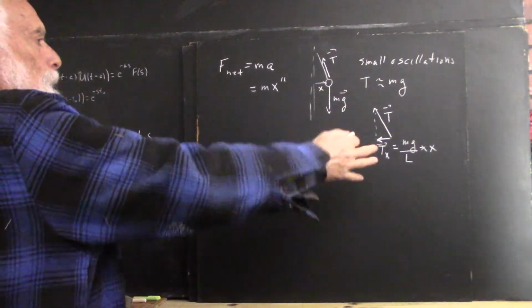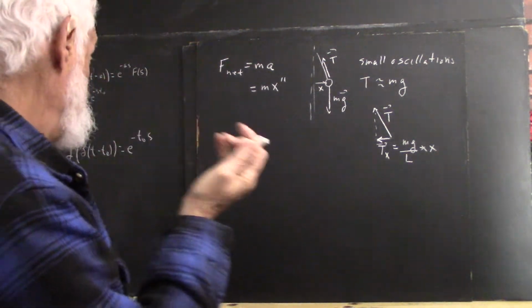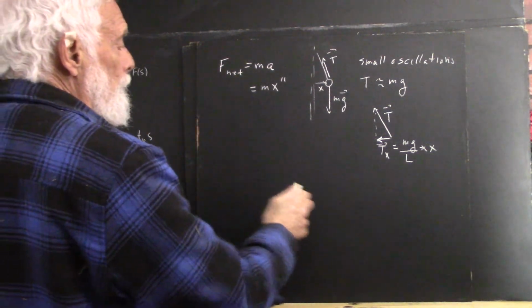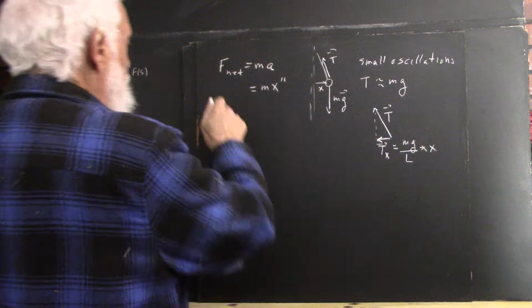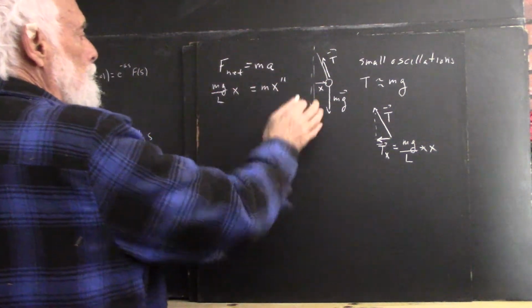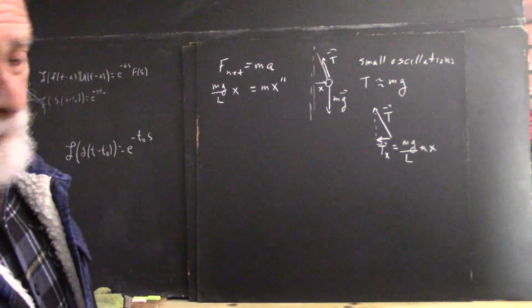Okay, well, that should be familiar to you. This tells us that the net force is then equal to mg over L times x. So we have mg over L times x equals m x double prime.